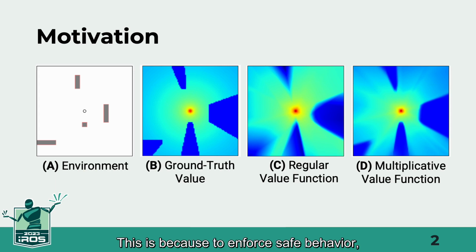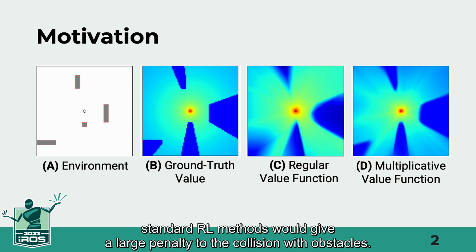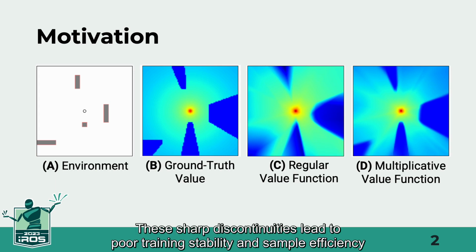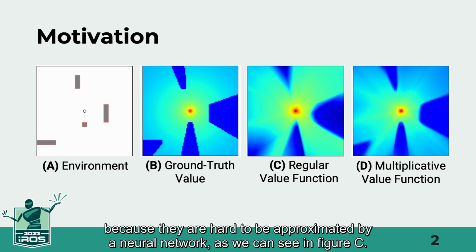This is because to enforce safe behavior, standard RL methods would give a large penalty to the collision with obstacles. These sharp discontinuities lead to poor training stability and sample efficiency, because they are hard to be approximated by a neural network, as we can see in Figure C.